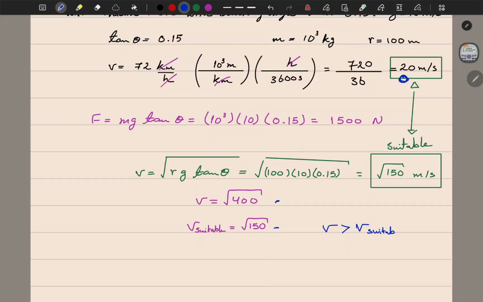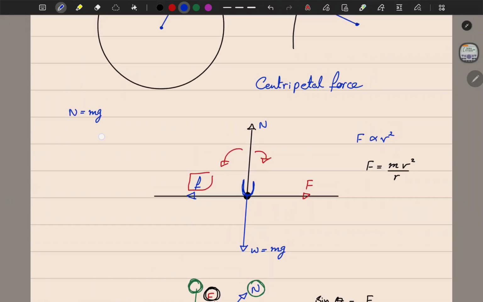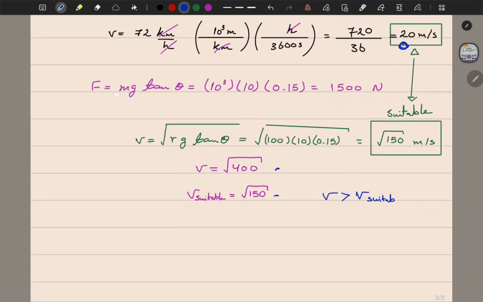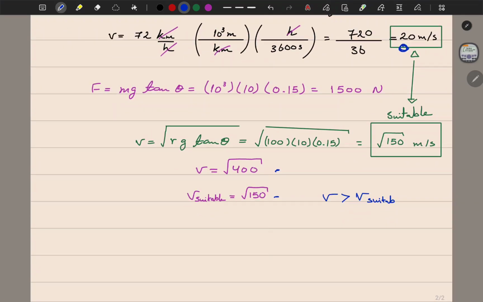And that is it for circular motion on the surface of the earth. This lesson is made and prepared for the Sudanese secondary certificate students from their curriculum. I hope that the lesson is clear, and I am going to be posting another video with some other examples and solutions.